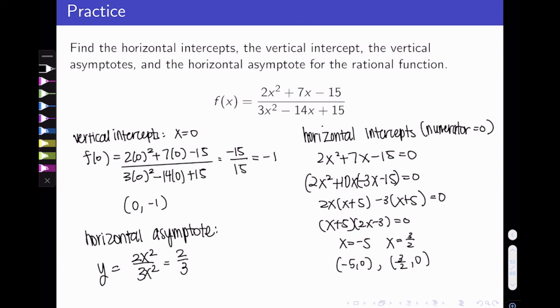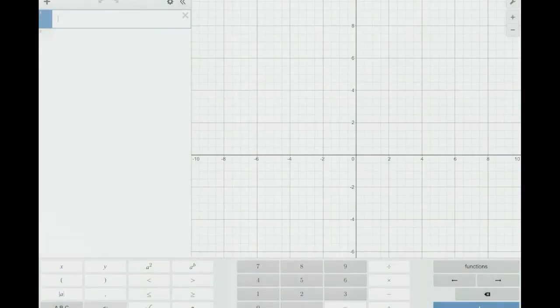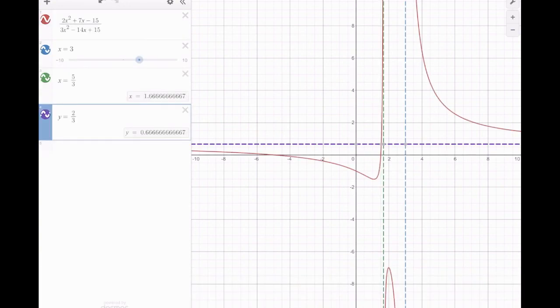Let's take a moment to look at the graph of this function. I will be using Desmos to look at the graph of this function. We can see that the graph has a vertical asymptote at 3 and 5/3. Those are the blue and green dotted lines. And then it approaches in the long run the horizontal asymptote y equals 2/3. That's our dotted purple line.